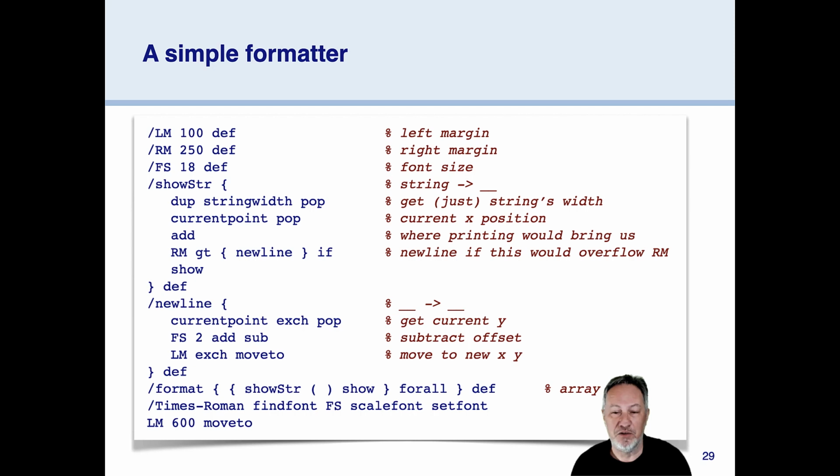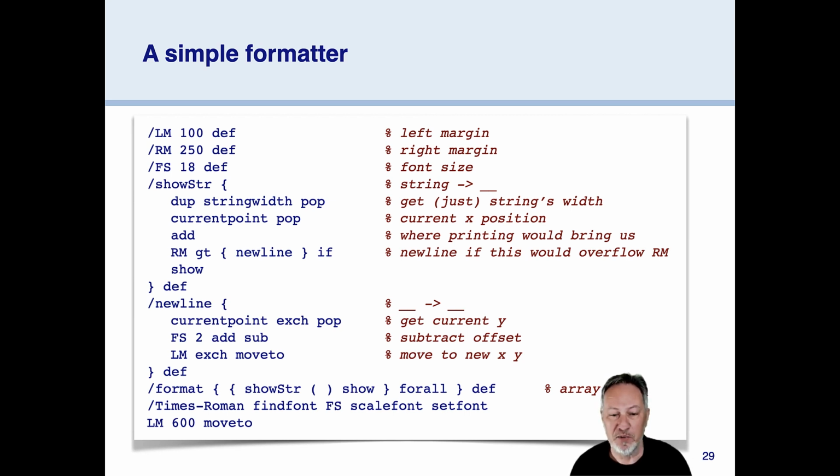Then we find our current X position. Now we add those two numbers, and that will tell us where printing that string would bring us. And if it brings us beyond the right margin, then we're going to do a new line. Now we're ready to actually print the string. So that's the showString operator.